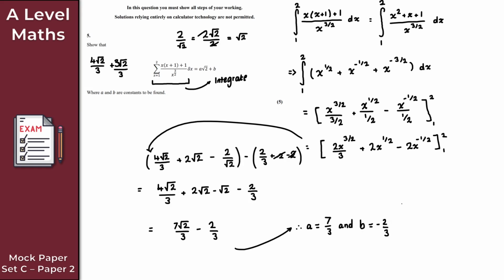Okay. And there we have it then. So something that looks quite tricky and a little bit challenging actually just boils down to basic, straightforward year 1 integration, right? Just get it into the correct form, a root 2 plus b, as we've obtained here. So a equals 7 over 3 and b is equal to minus 2 over 3. Okay. That gives us the solution to question 5.